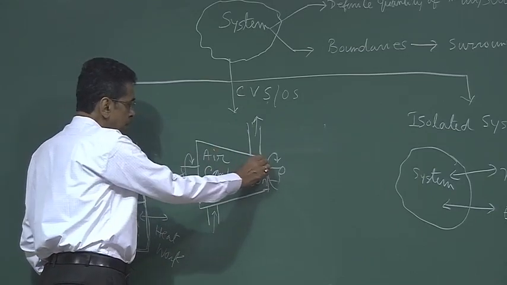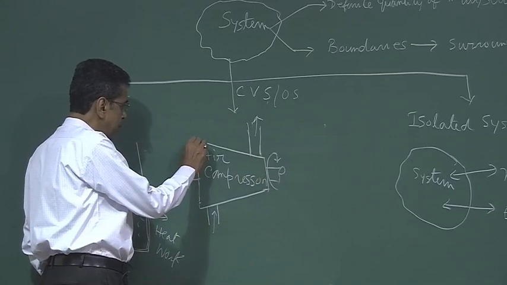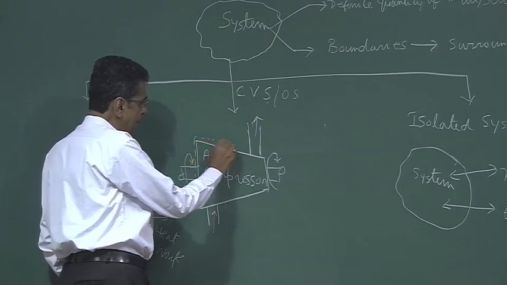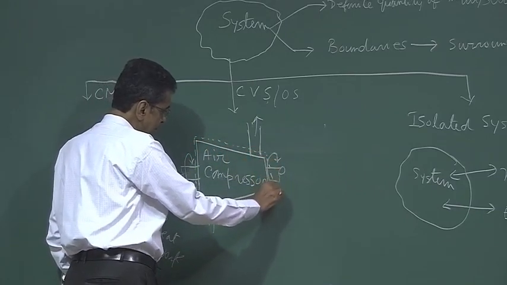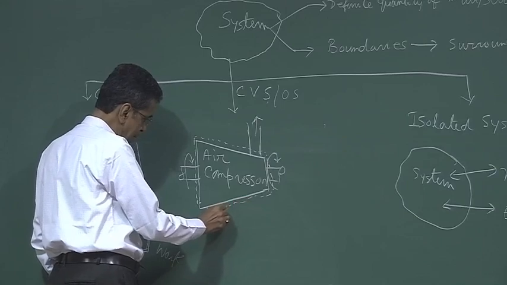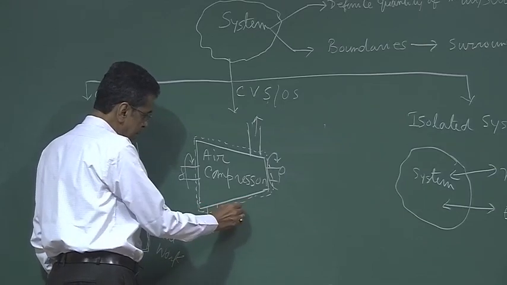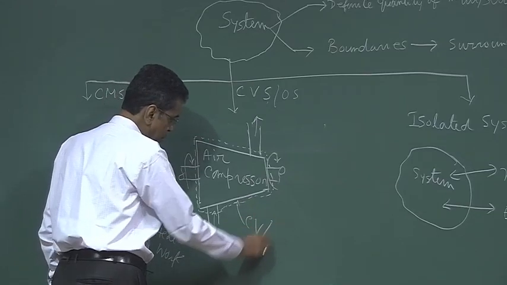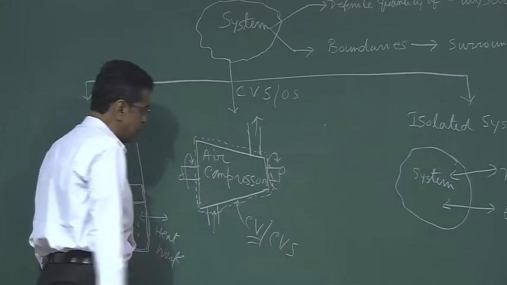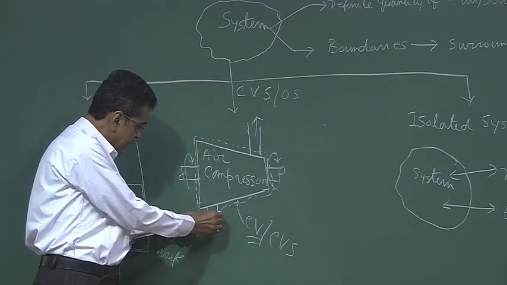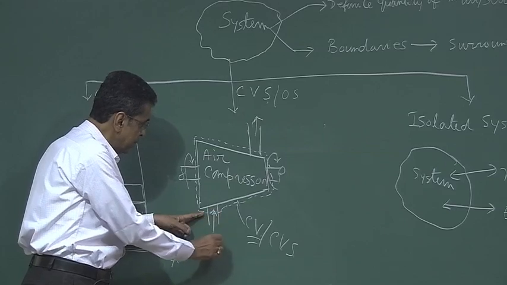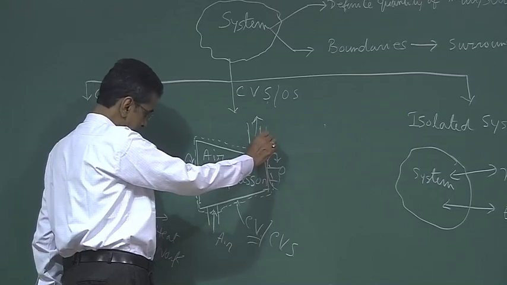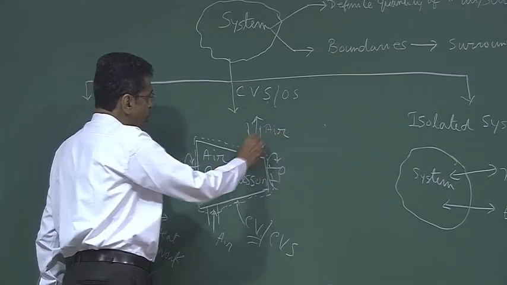So this gives an example of an open system. If we define a system with this boundary enveloping this compressor and this entry and exit line or the pipe, this is an example of a control volume system, or simply control volume, CVS, whatever you call. Why? Because across this boundary there is a mass inflow, this is air coming in. Across this boundary there is a mass outflow, that is air going out.